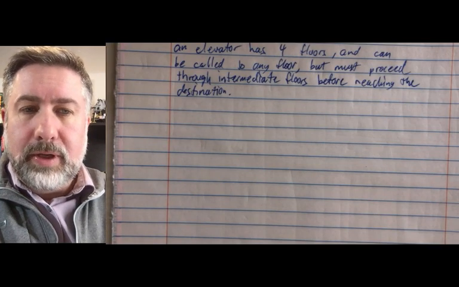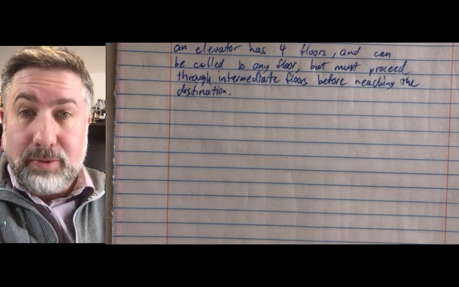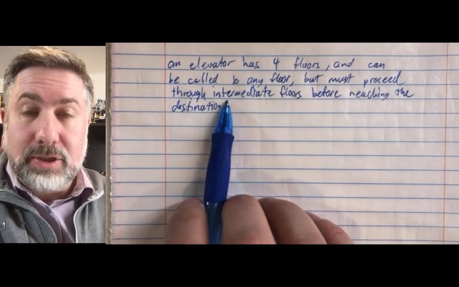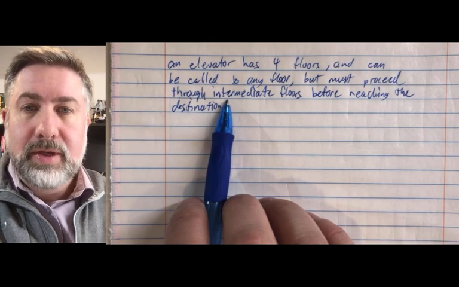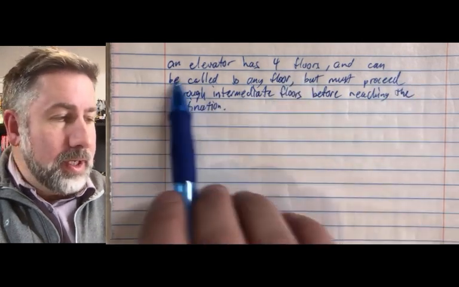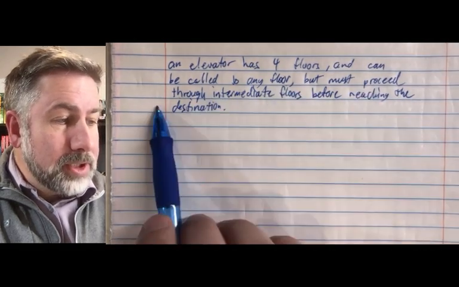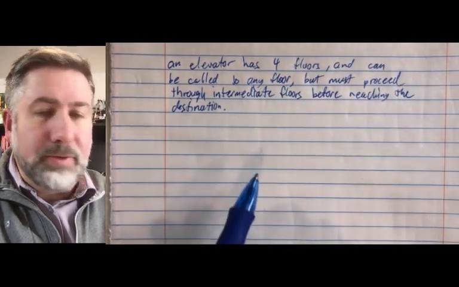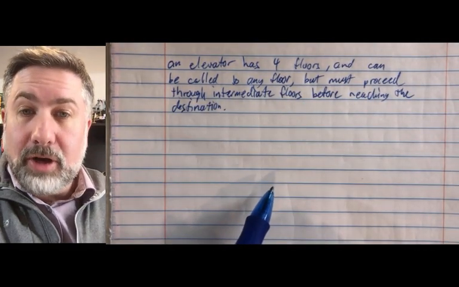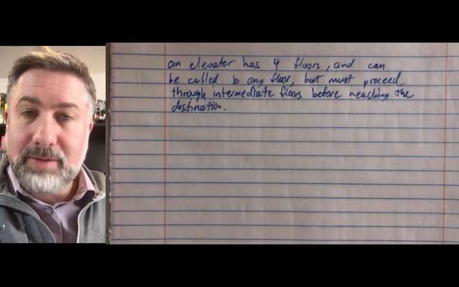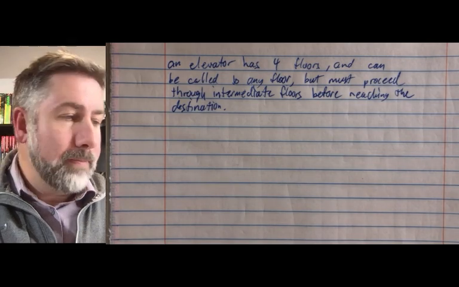So I want to walk you through a sequential design process from the start to the finish. And the start would be a plain language description of a problem to solve. So in this case, the problem is an elevator has 4 floors and can be called to any floor, but must proceed through intermediate floors before reaching the destination. And your job would be to design a sequential circuit that would implement the state machine for this elevator controller.